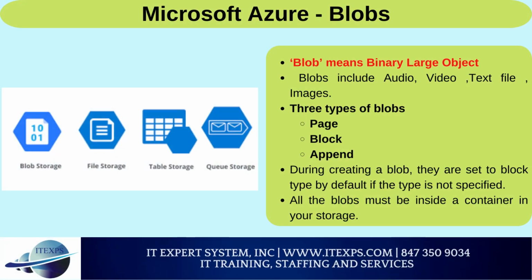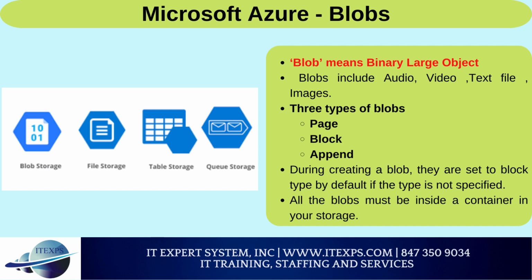Microsoft Azure Blobs. Blob means binary large object. Blobs include images, text files, videos and audios. There are three types of blobs in the service offered by Windows Azure, namely block, append and page blobs. Block blobs are a collection of individual blocks with unique block IDs. The block blobs allow users to upload a large amount of data.